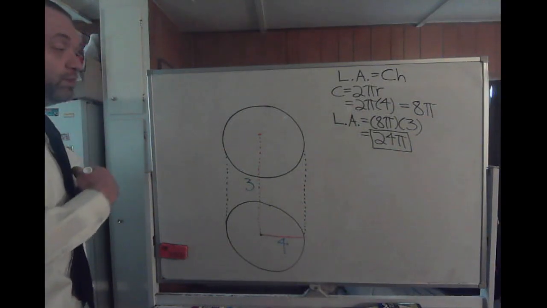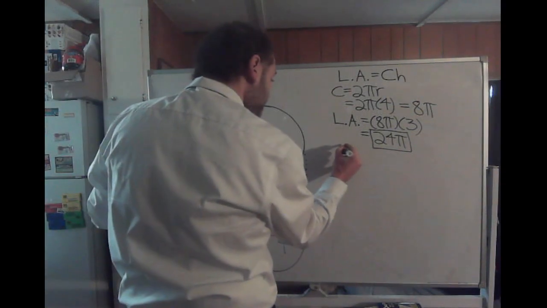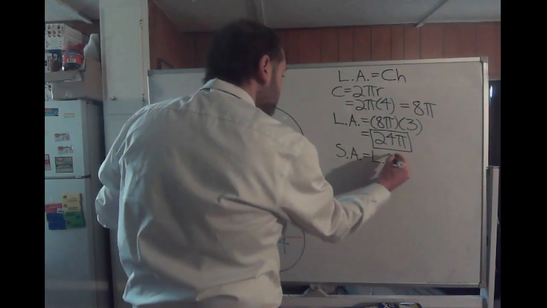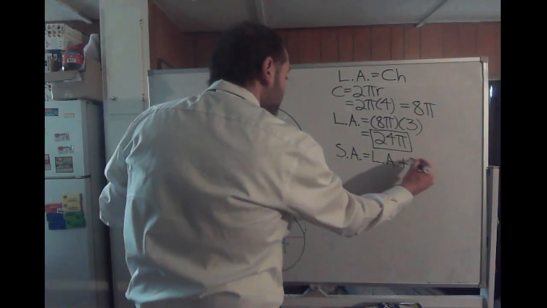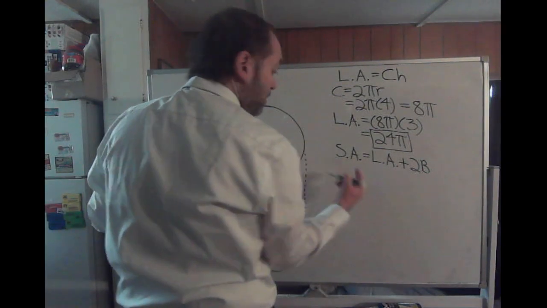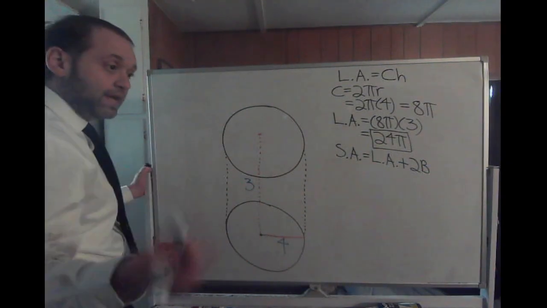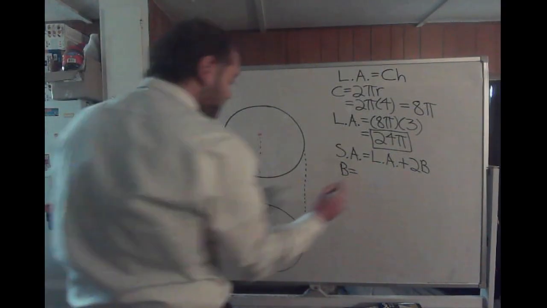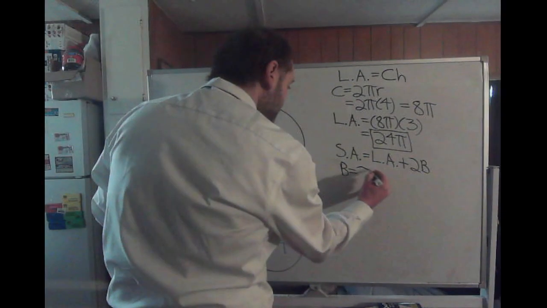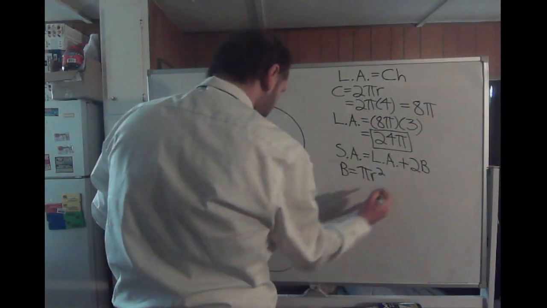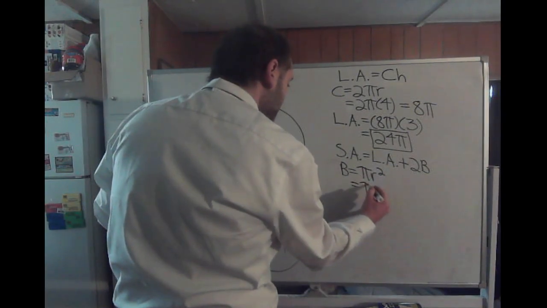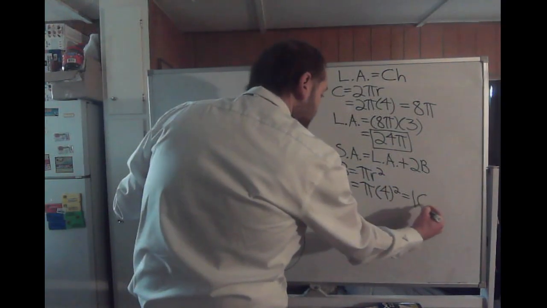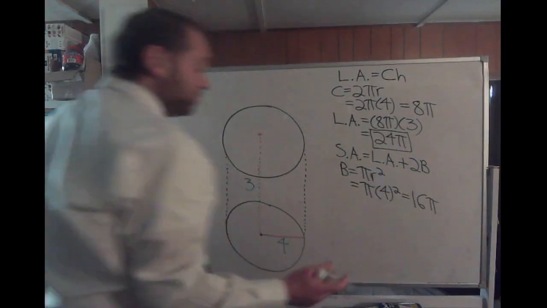Now we can go on to the surface area. The surface area, of course, of a cylinder is the lateral area plus twice the area of the base. Well, we don't know the area of the base yet. We know the lateral area, but we don't know the area of the base. Formula for area of a circle, the area of the base, would be pi r squared, which would be pi times that radius of 4 squared, which would give you an area of the base being 16 pi square units.